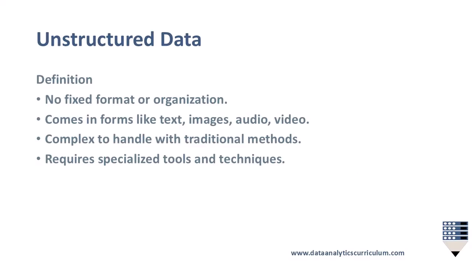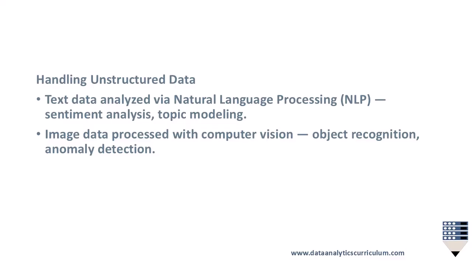Unstructured data. Definition. Now let's look at unstructured data. Unstructured data doesn't follow a fixed format or organization. It can include text, images, audio, or video, anything that doesn't fit neatly into a table or a database schema. Because of this, unstructured data is much more complex to process using traditional database tools and requires specialized methods and technologies.